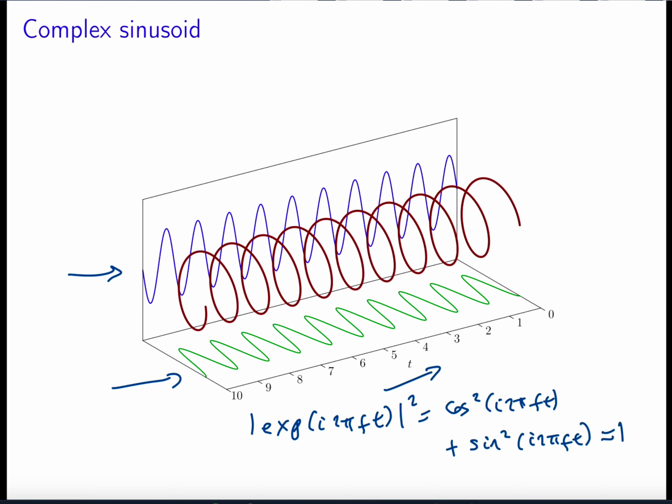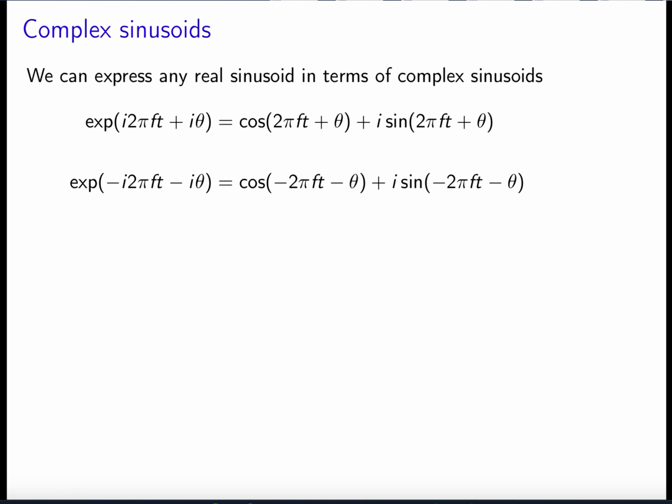in this corkscrew manner. Intuitively, what we're doing here is encoding two sinusoids with the same frequency f, but with different shifts, because a sine is just a shifted version of a cosine. We're encoding them in the real and the imaginary parts. Okay, so now we're going to show why we're doing this. The reason is that this is going to allow us to represent sinusoids with arbitrary phase shifts in a very convenient way.